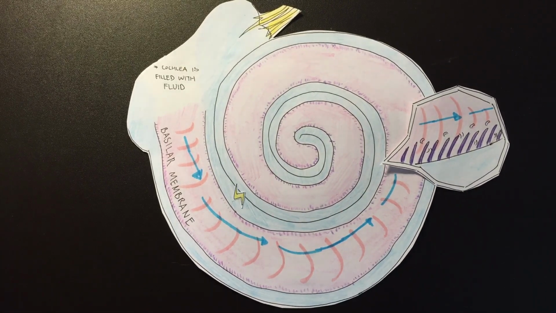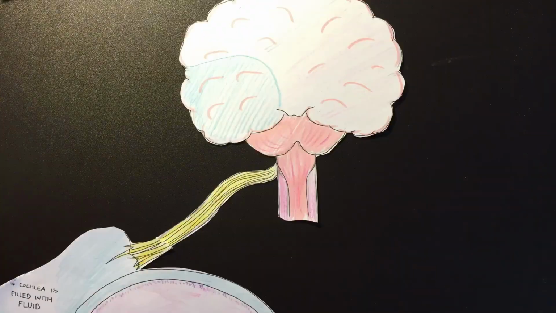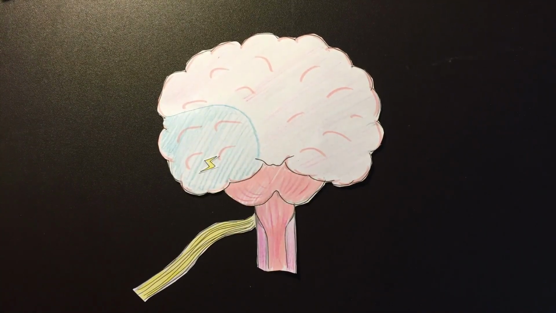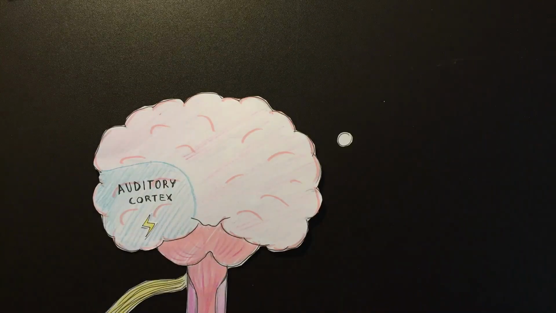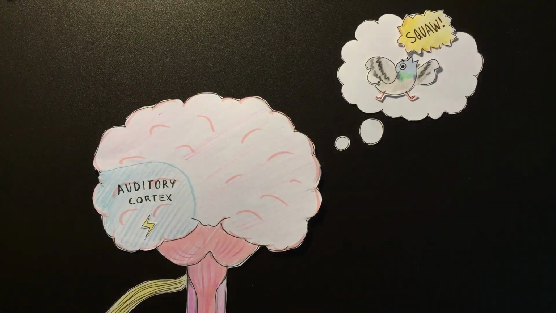This movement triggers a signal that travels through the hair cell into the auditory nerve, and then to the brain's auditory cortex through the brainstem. There, the brain interprets it as a specific sound.